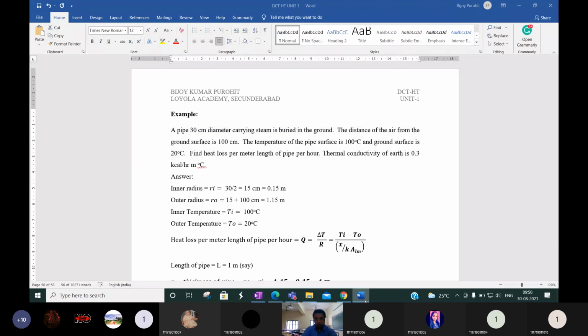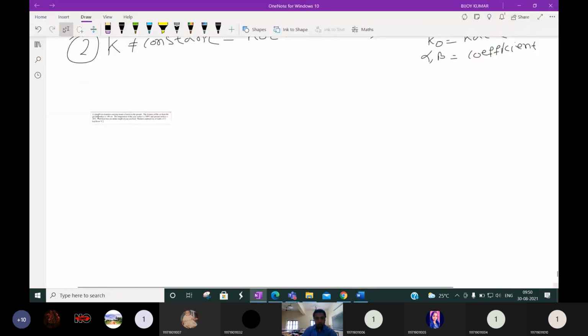Let me paste one numerical. We will solve one numerical, so all of you please come with your calculator. The numerical is based on the cylindrical pipe.